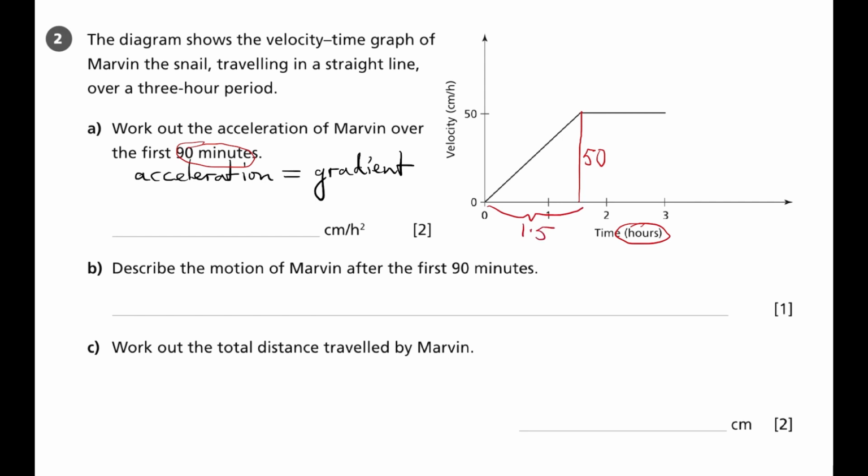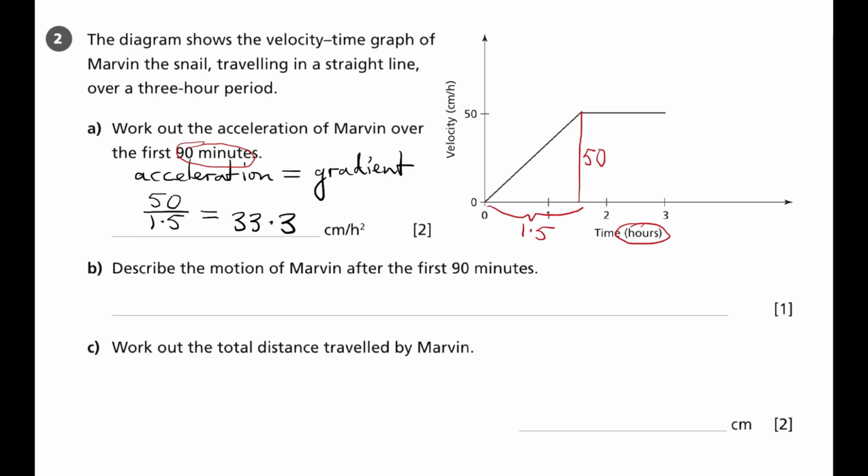So to work out the acceleration, which is the gradient, is the vertical distance, which is 50, divided by the horizontal distance, which is 1.5. And that gives an acceleration of 33.3 centimeters per hour squared.